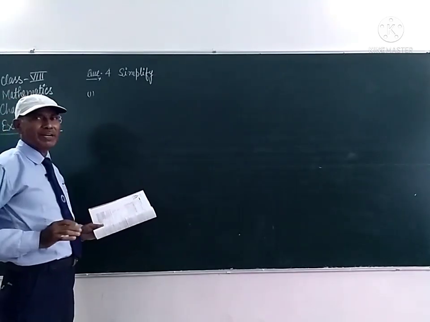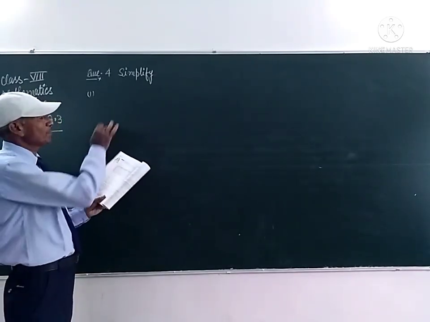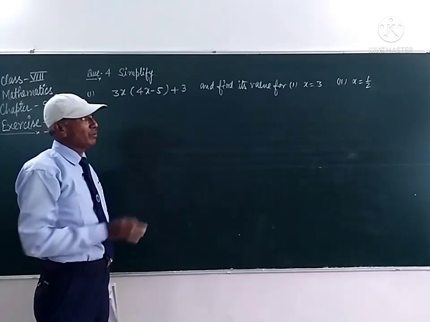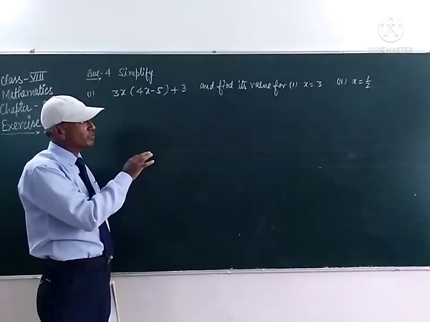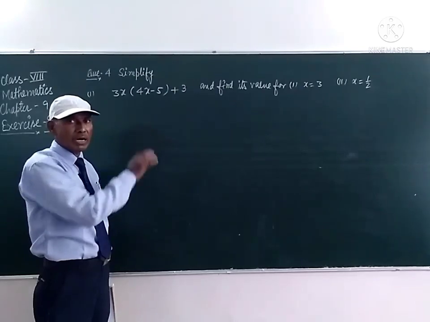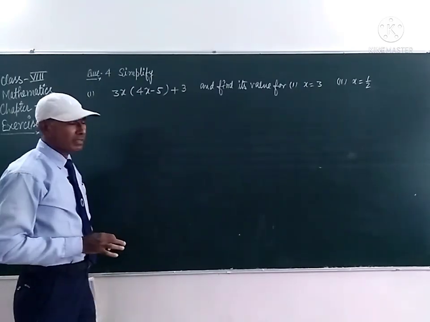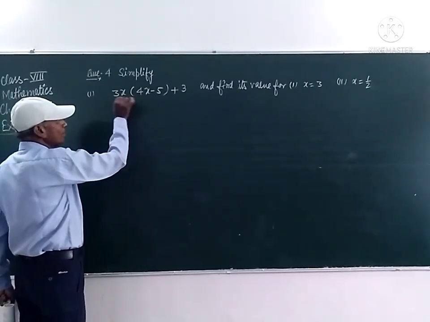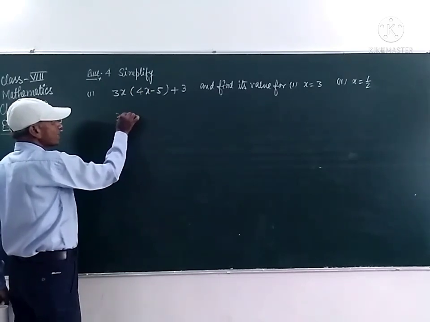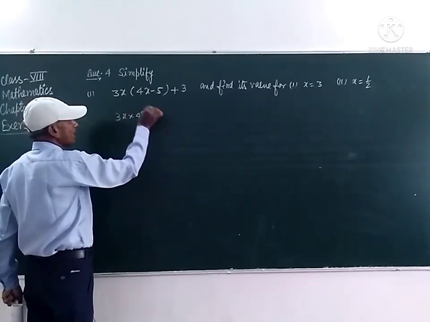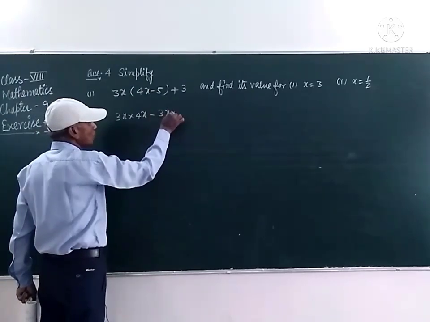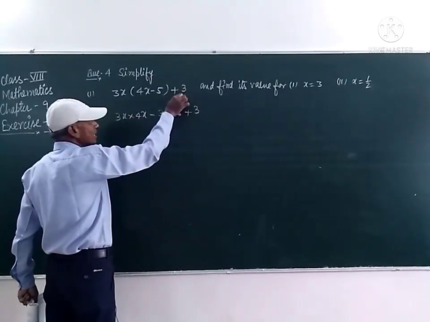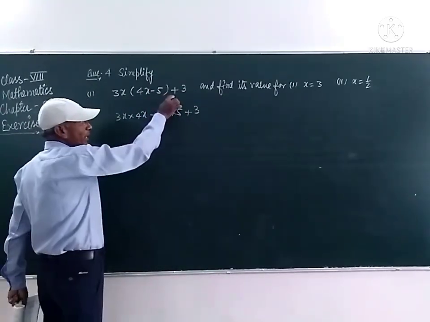This is question number 4, student, and in this question we have to simplify. After simplifying this, we have to put the value of x in the expression, student, and we have to find out the value of this expression. Clear, student? So first of all we have to simplify this, student. So simplify this. 3 multiplied by 4x, 3x into 4x minus 3x into 5 plus this one 3, student. This 3 is out of the bracket, student.